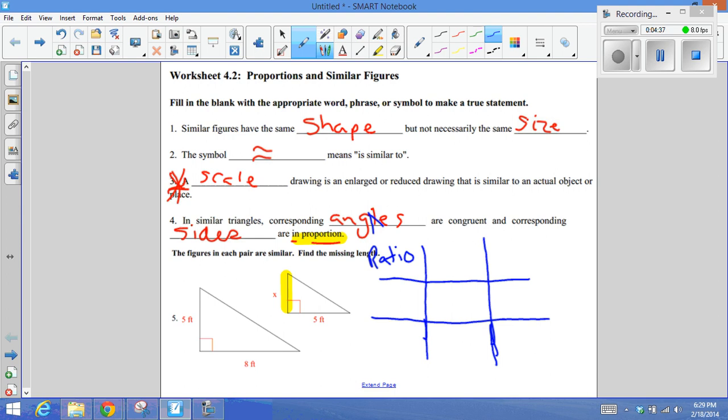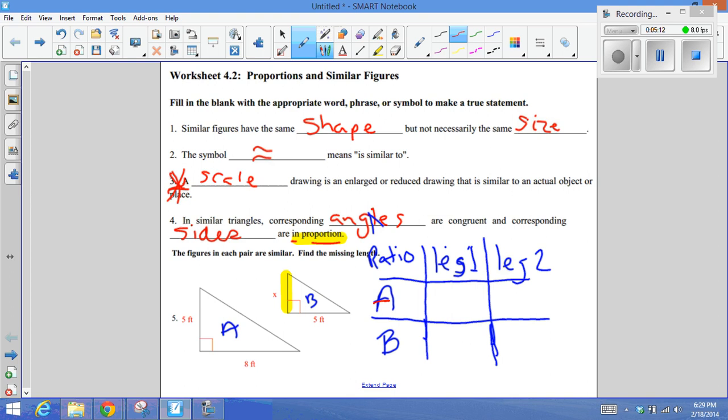Then we have triangle A and triangle B. So we'll call this one A and this one B. Now we have to pick two sets of corresponding sides. So we're going to do a leg and leg, leg 1 and leg 2. I don't have a better name for them. Right? So now all I need to do is just fill in my boxes here.